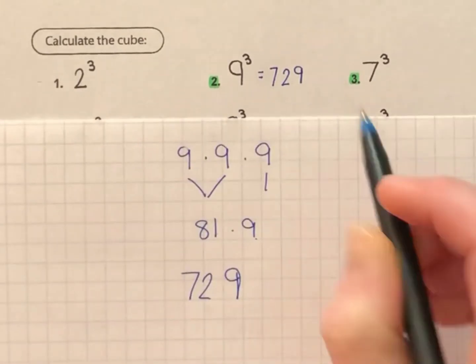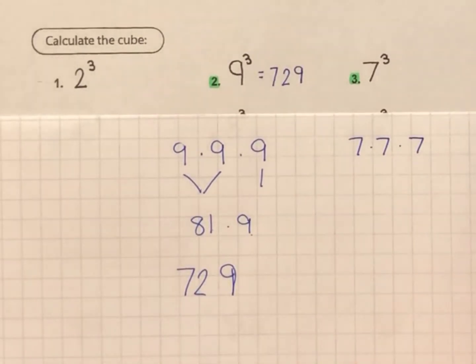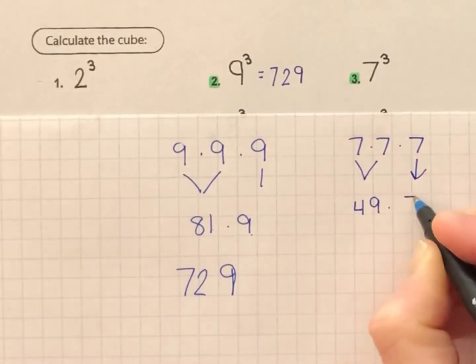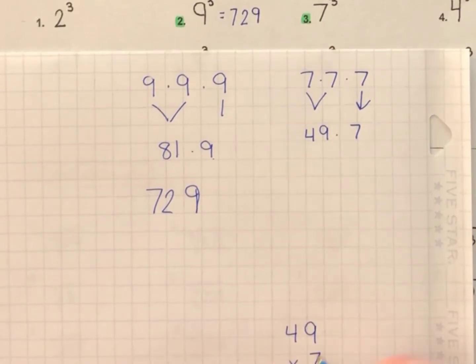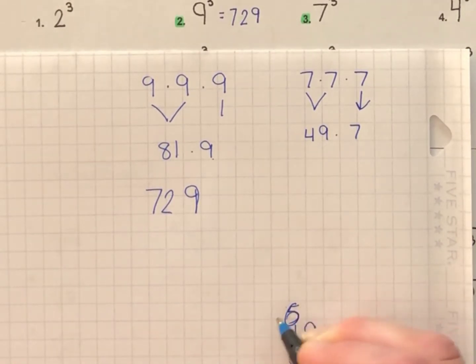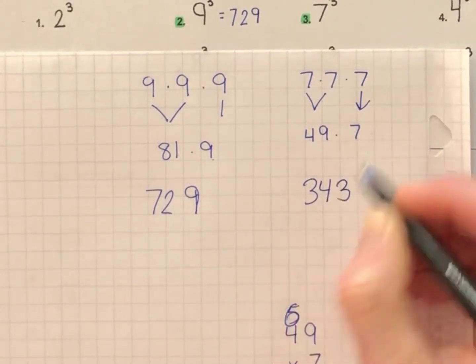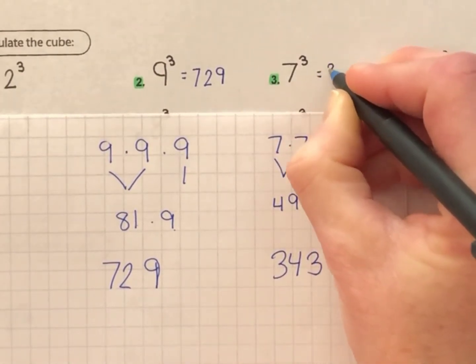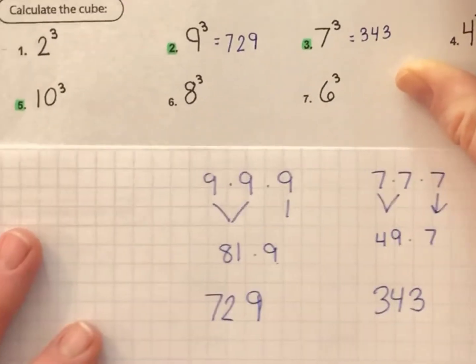Number 3, we've got 7 cubed. 7 times 7 times 7. So 7 times 7 is 49 times 7. I'm going to multiply that one out. 49 times 7, 63, 343. There you go. 343. The cube of 7 is 343.